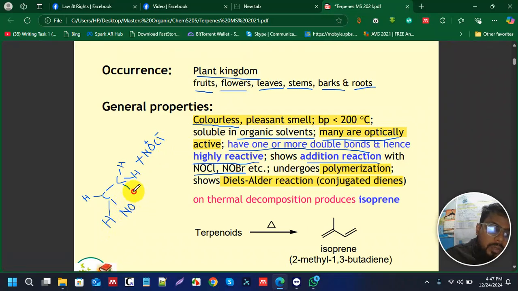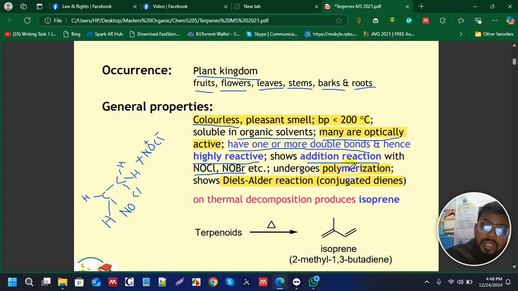Here we can add Cl. In this way we can add nitrosyl chloride to a carbon-carbon double bond containing alkene. We know that terpenes contain carbon-carbon double bonds. Those are known as terpenes, because terpenes are unsaturated compounds. That's why in the case of terpenes we will be able to add nitrosyl chloride or nitrosyl bromide.